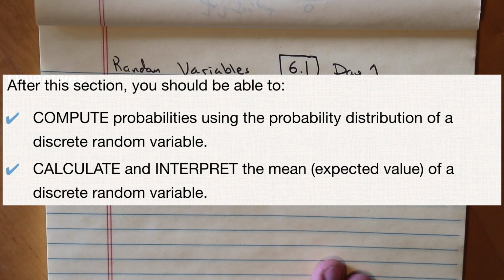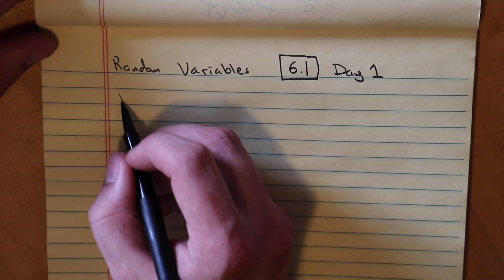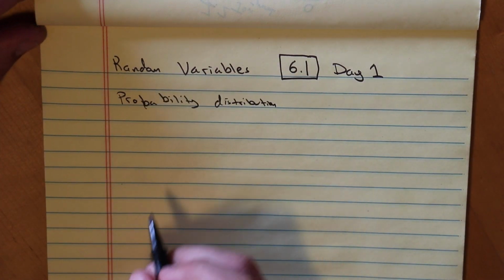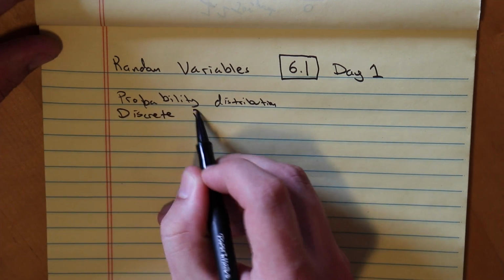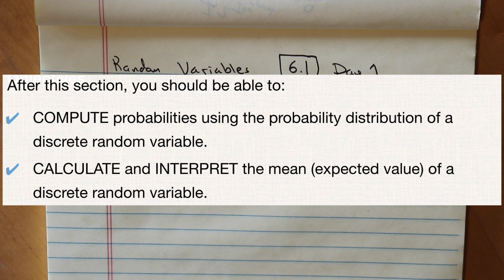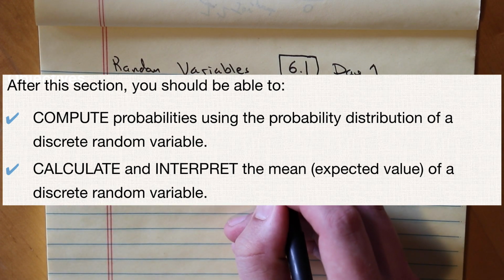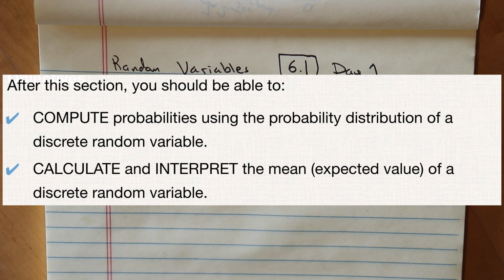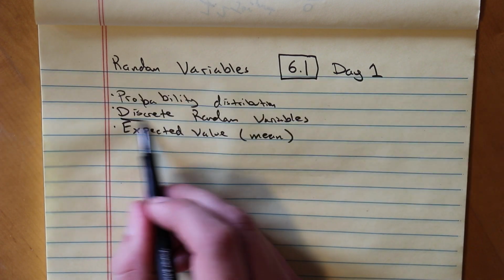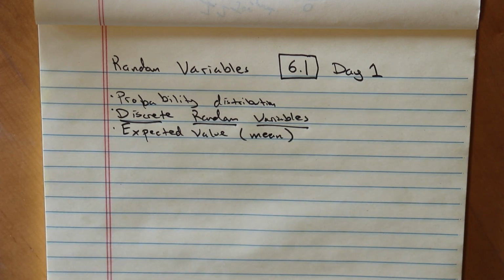And we're going to be defining all of these words. So we're going to be talking about what a probability distribution is. We'll be talking about discrete random variables. And then also we want to be able to calculate and interpret the mean or the expected value of a discrete random variable. So discrete random variable is the name of the game for today.